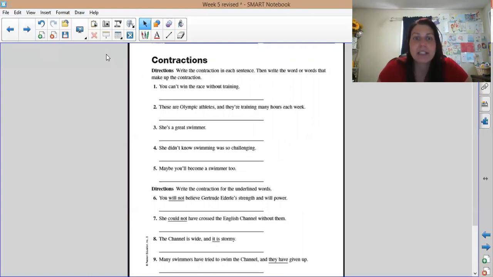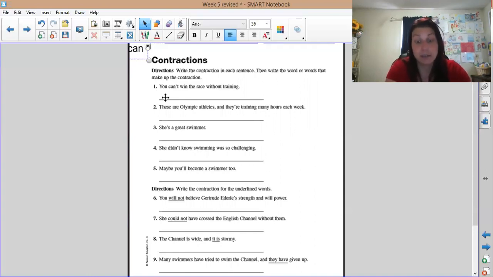All right, writing the contractions in each sentence, then write the word or words that make up the contraction. Same thing we just did, okay? Just bear with me, a little bit of practice here. Can't have you forget contractions. All right, number one, you can't win the race without training. So obviously it's very important you train for anything that you do in life, right? Practice helps you train for something. So let's spot our contraction. It is what? Can't. Same one we just did on the very last page. Last one on that page, first one on this page. Can't, made up of can and not.